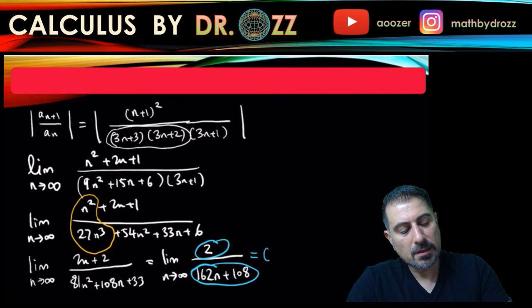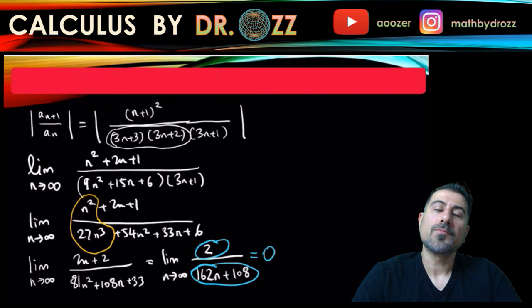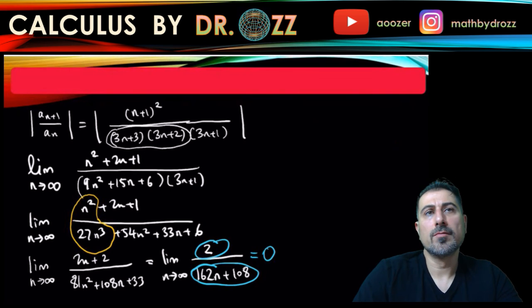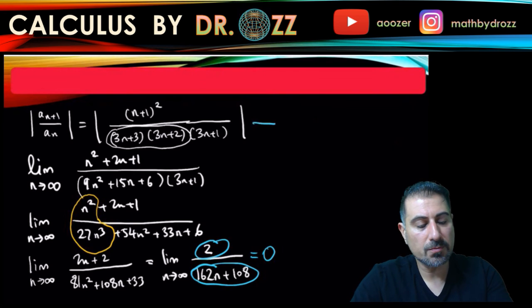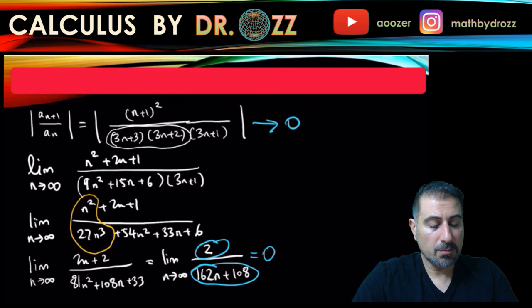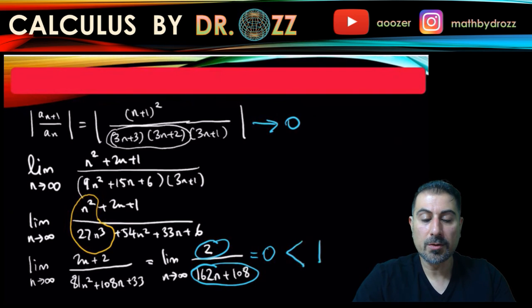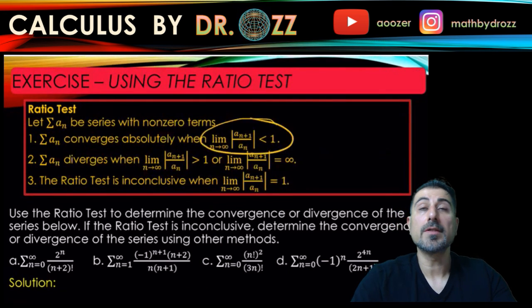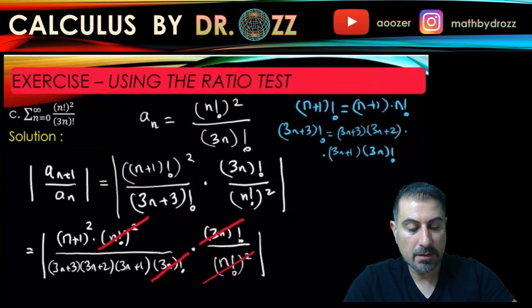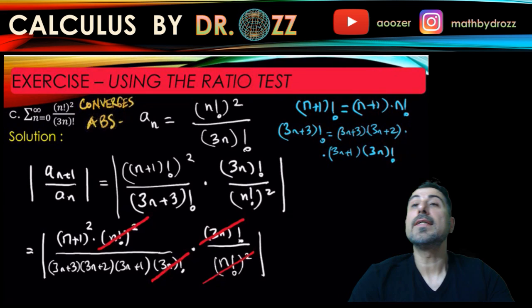So it's 0. As a quick tip for you, if the degree of the top is less than the degree of the bottom, the limit has to be 0. And this is sort of a formal way, or a longer way, of proving it, but we could perfectly conclude that this would just go to 0, which is good because 0 is less than 1, and going back to the description here, when the limit is less than 1, then the series converges absolutely. So I can go ahead and conclude that this series converges absolutely.